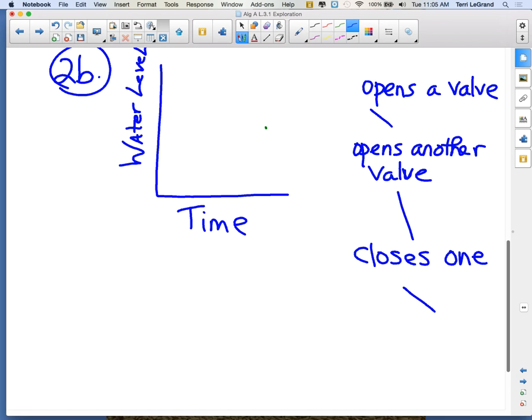And the fact that it's until the tank is empty means it better come all the way down to 0, right? So let's start this. The water level's up here somewhere. There's our first part. He opens a valve. Opens another valve. Remember, that one's going steeper now because the water is going out faster. The water level's coming down quicker. And then he closes one and leaves it open until it's empty.